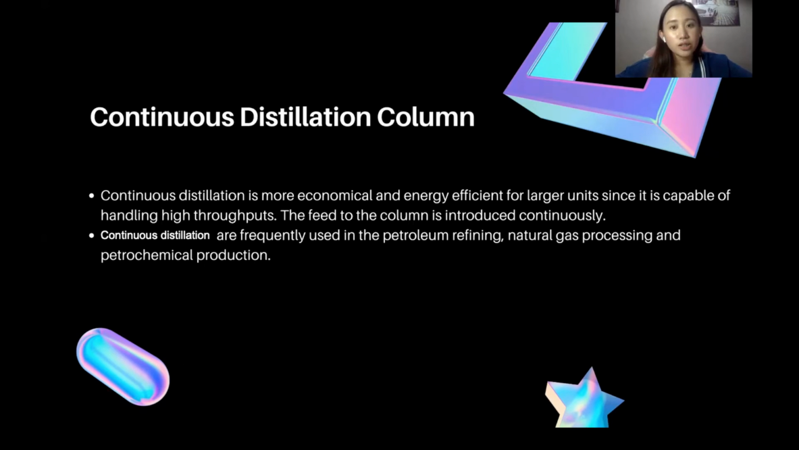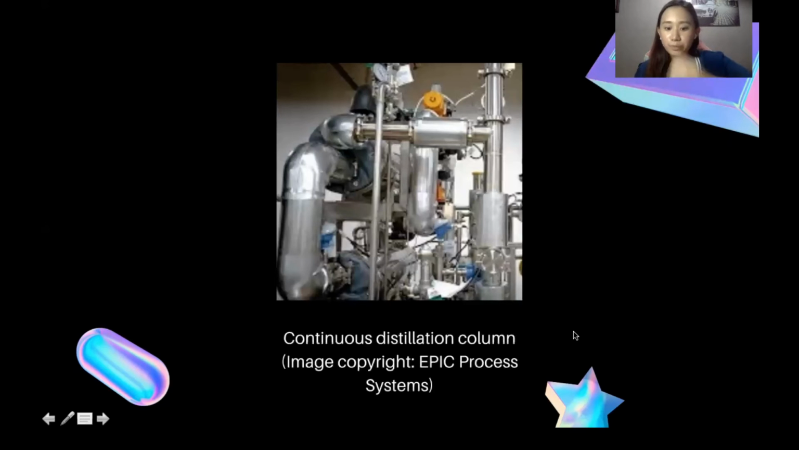Continuous distillation is frequently used in petroleum refining, natural gas processing, and petrochemical production. Also, continuous distillation is used more in the industry than batch distillation. Furthermore, this is a picture of an example of a continuous distillation column in the industry.